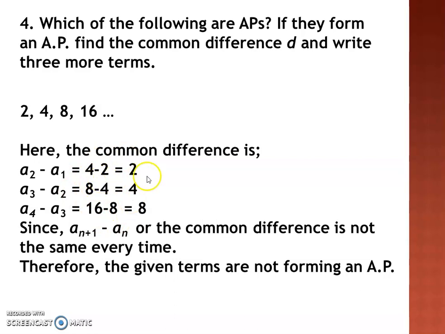So 4 minus 2 is 2, 8 minus 4 is 4, 16 minus 8 is 8. Now here you can see the common difference is different in all 3. First one it is 2, second 4 and 8. So D is not same over here. So therefore these terms are not in AP.